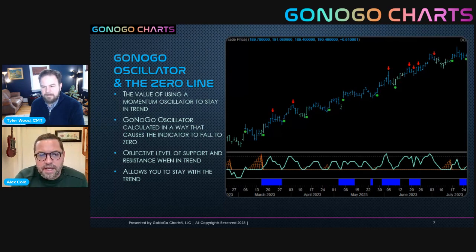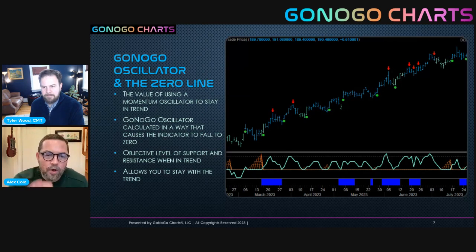Does that count as tagging support? What if it breaks 40 but holds at 38? Has that broken support? So we can do some really good work using momentum indicators in a trend, but it becomes difficult to be objective and to really understand what the indicators are telling us.